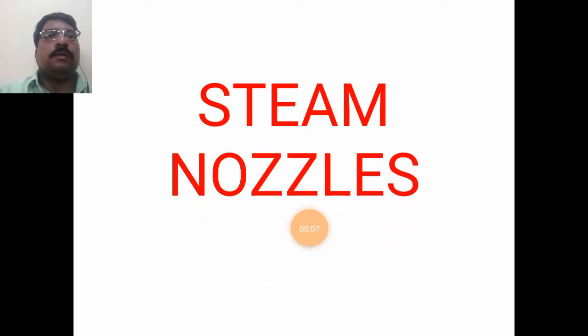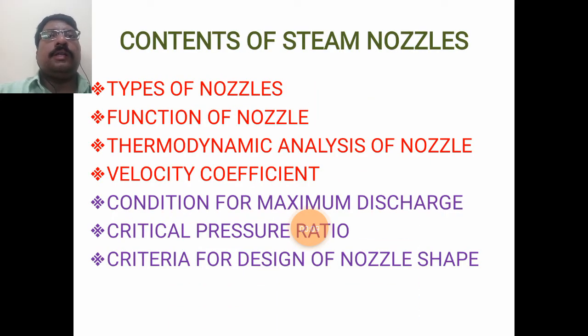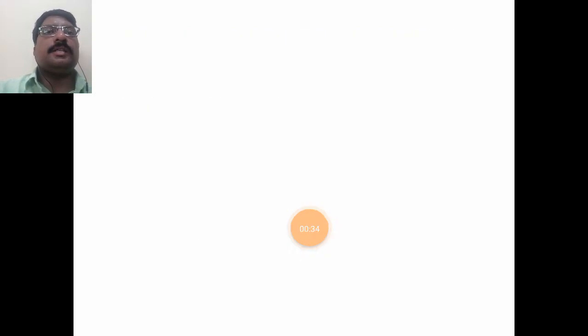Okay. So now, what are the different contents in the steam? This is the third unit in thermal unit 2. The third unit of thermal unit 2 consists of two topics: steam nozzles and condensers. So in the steam nozzles, what are the contents? What are the different types of nozzles? What is the function of nozzle? Thermodynamics of nozzle, velocity coefficient, condition for maximum discharge, critical pressure ratio. These are different topics in the steam nozzles.